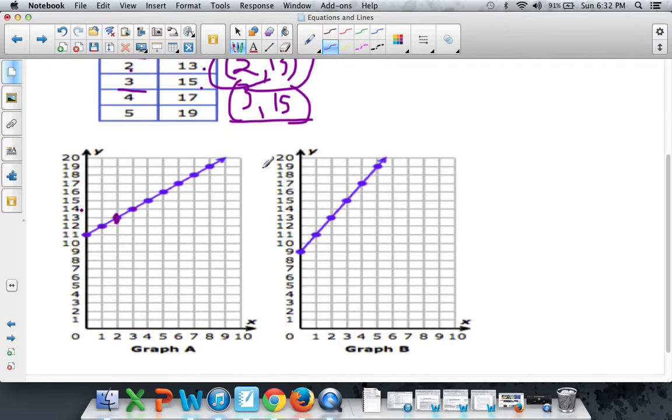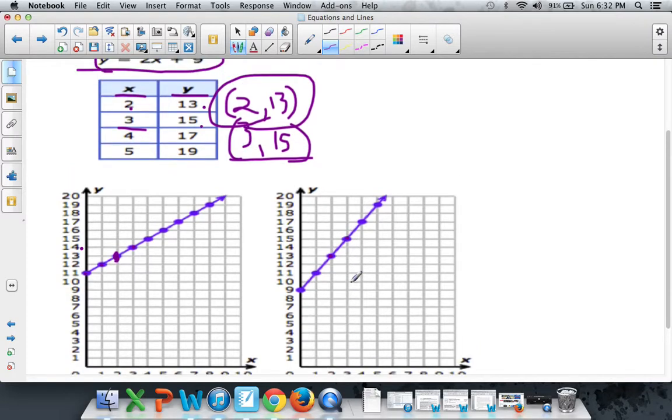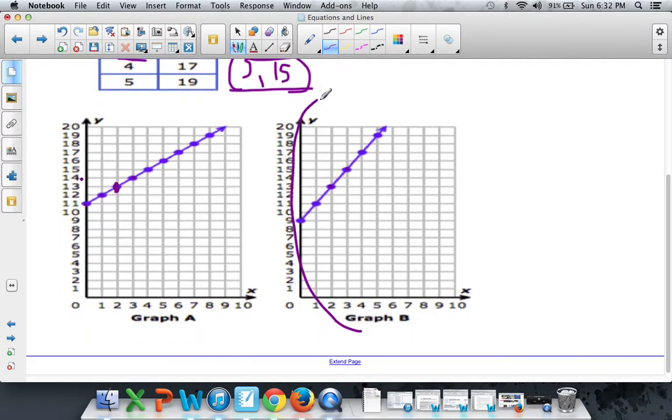Let's look at graph B. Let's see. We're looking for 2, 13 first. 2, 13. Yes, thank you. And now 3, 15. They both worked out. So graph B is the answer.